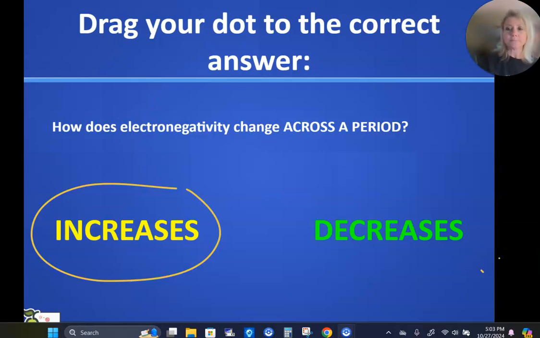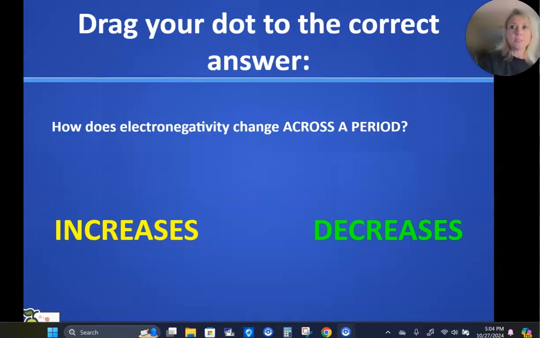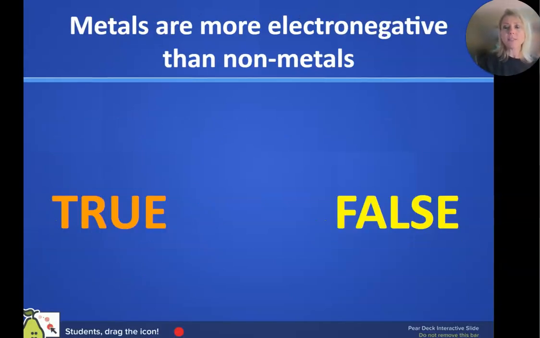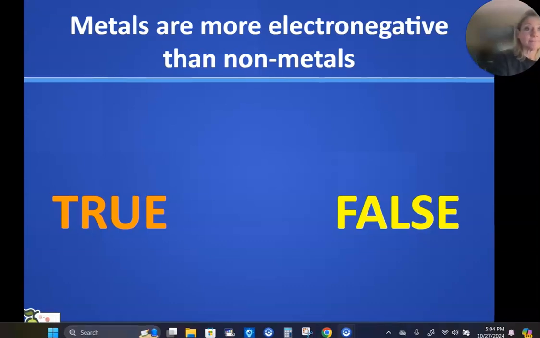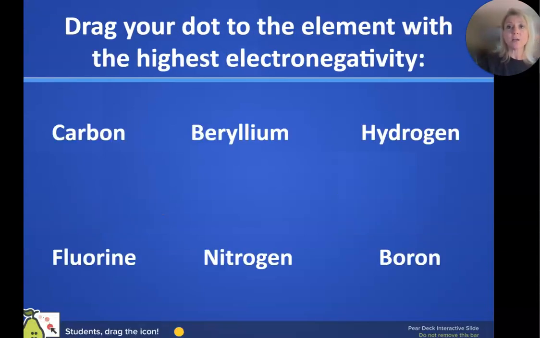Okay, next one. Metals are more electronegative than nonmetals. Is this true or false? Well, folks, the answer to this would be false. Metals are less electronegative than nonmetals because metals want to lose their electrons to achieve a full valence shell, while nonmetals want to gain electrons in order to achieve a full valence shell.